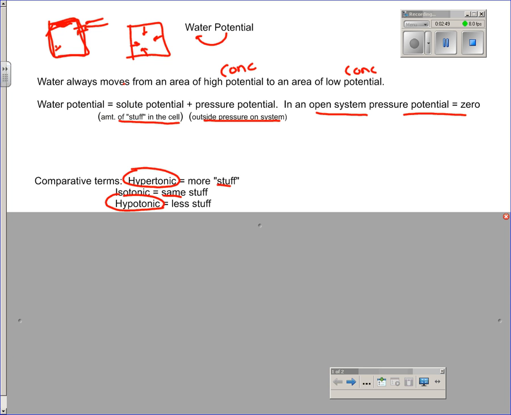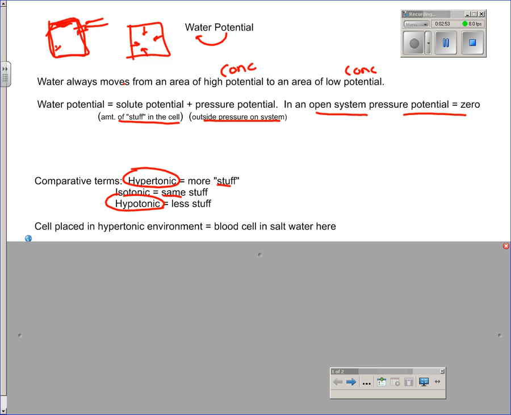And the best way to show you hypertonic, hypotonic is to show you a couple of examples. So for example, a cell placed in a hypertonic environment. So a blood cell. It's a beaker. We place a blood cell in the beaker, and in the beaker is a hypertonic environment. It has lots of salt in the water.